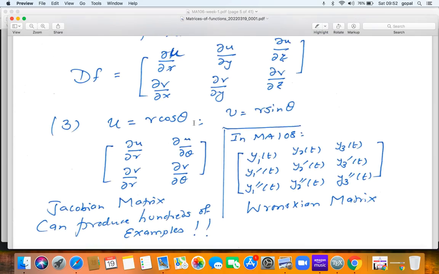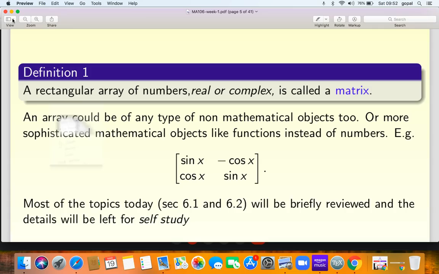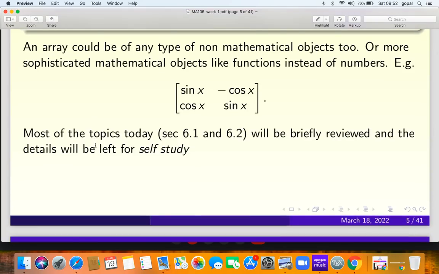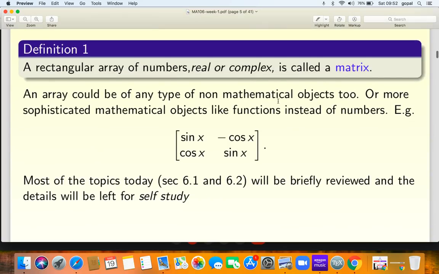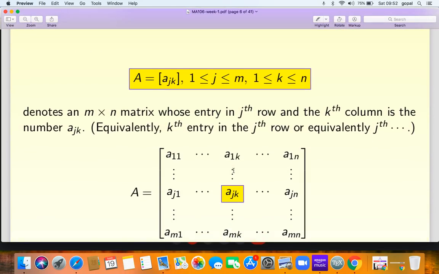So you got u equal to r cos theta, v equal to r sin theta, del u by del r, del u by del theta, del v by del r, del v by del theta. That's a 2 by 2 matrix of functions. In your MA108, you're going to encounter matrices whose entries are functions. So these are some of the examples which are not in the slide, so I thought I could just make a scanned handwritten slide. That's the example of matrices with functions. Occasionally we'll encounter matrices whose entries are functions, but in this course primarily we'll be looking at matrices whose entries are real numbers, sometimes, rarely, complex numbers.